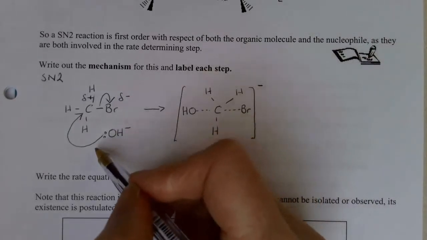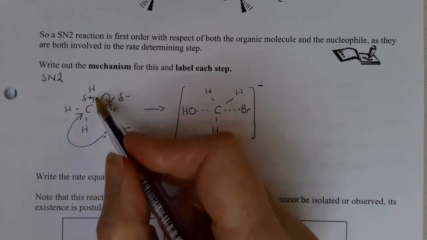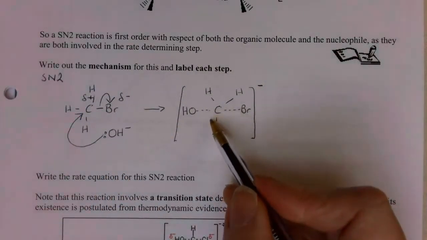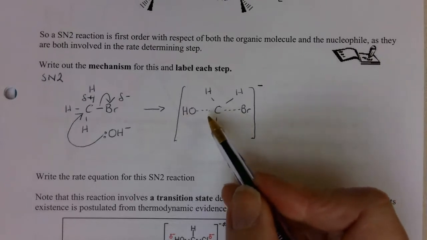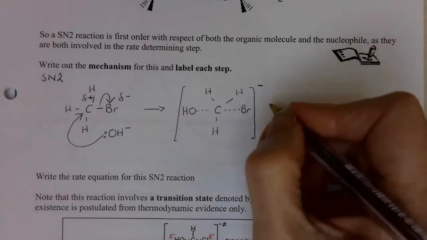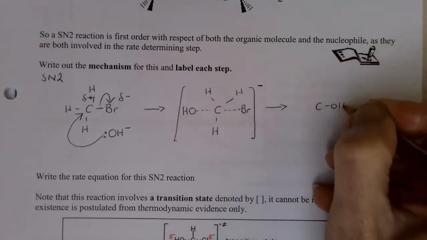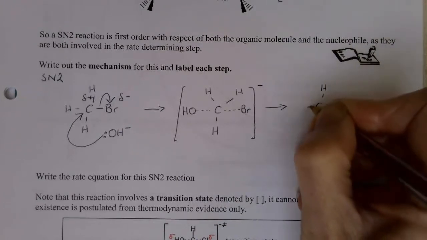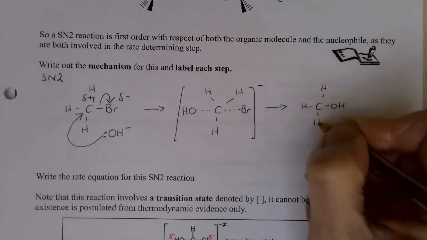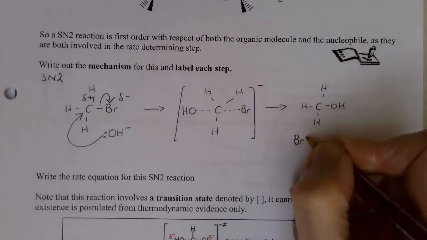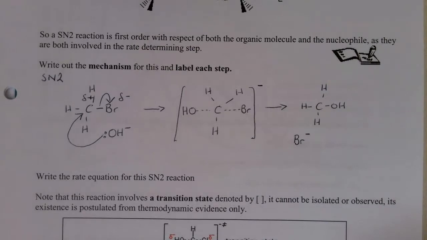And because this OH group can only attack from the opposite side of the leaving group, it's important that the bond angle between the two dotted bonds is 180. And then we finally get our product, our methanol, out the other side once the electrons have been completely transferred, and we get our Br negative ion.